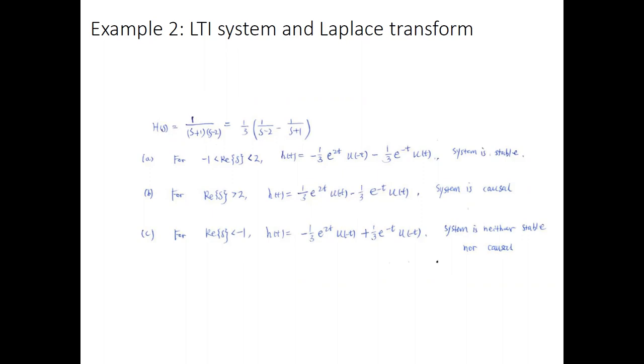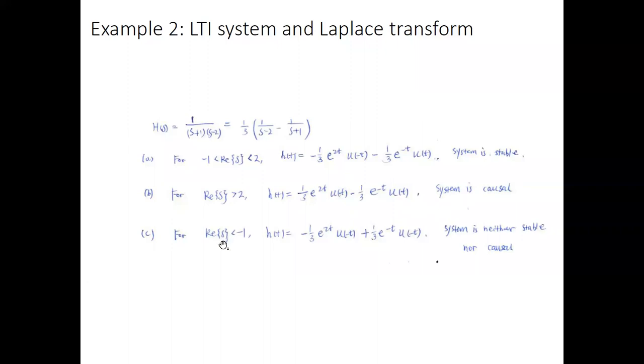And since h of t is right side, which means it's zero when t is negative, then the system is causal. Or since the region of convergence is to the right of the rightmost pole, we can tell that the system is causal.